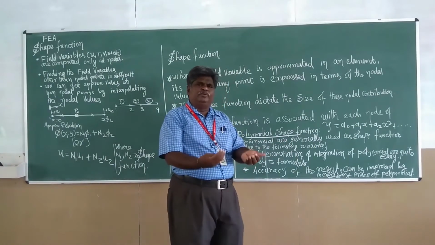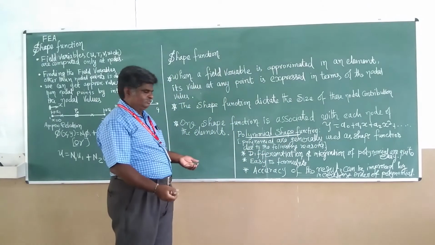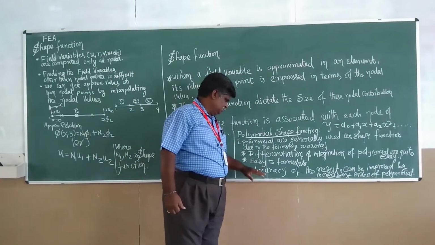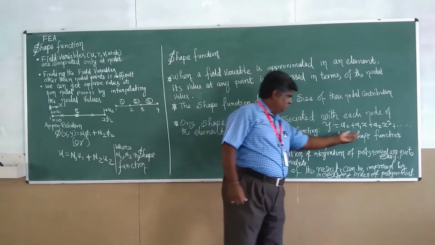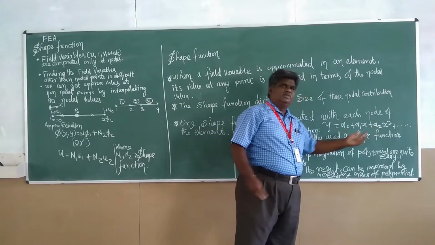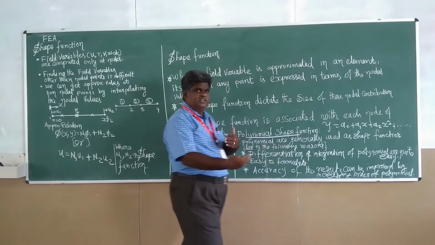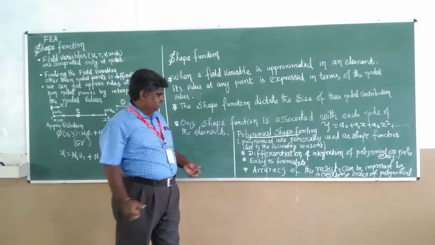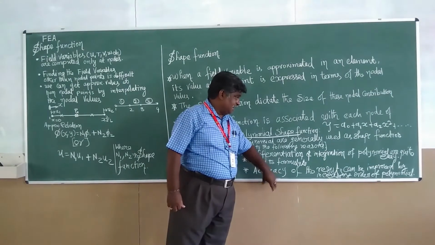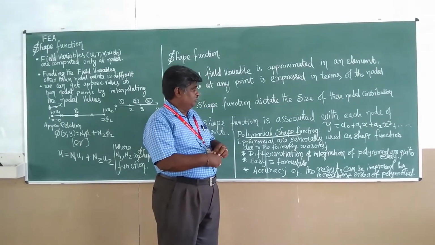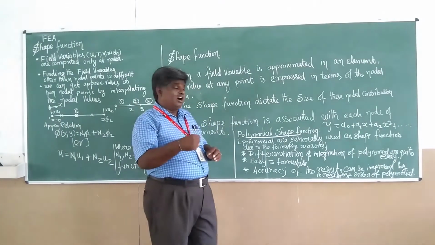How can we improve the accuracy? The second point is that polynomials are easy to formulate, since only x and x square terms appear, and you can easily differentiate and integrate them. The third point is that the accuracy of the result can be improved by increasing the order of the equation.